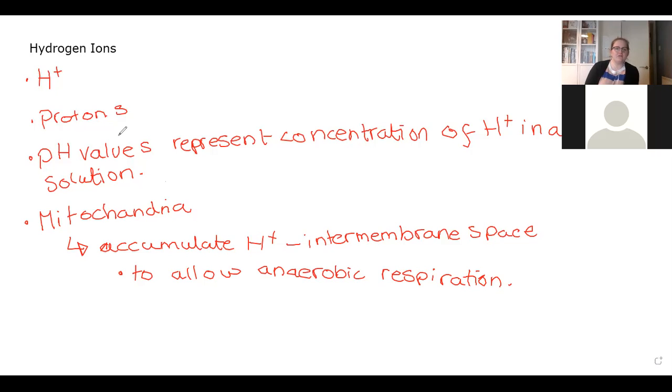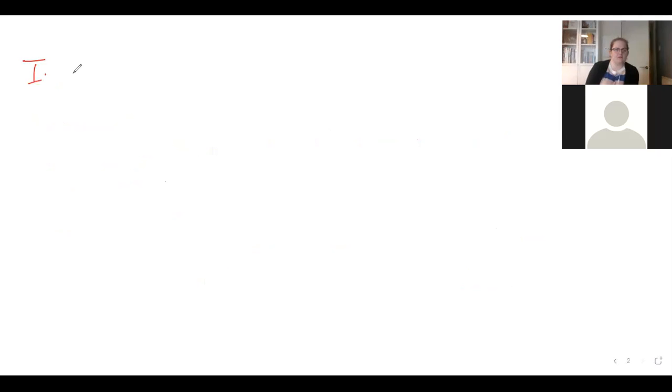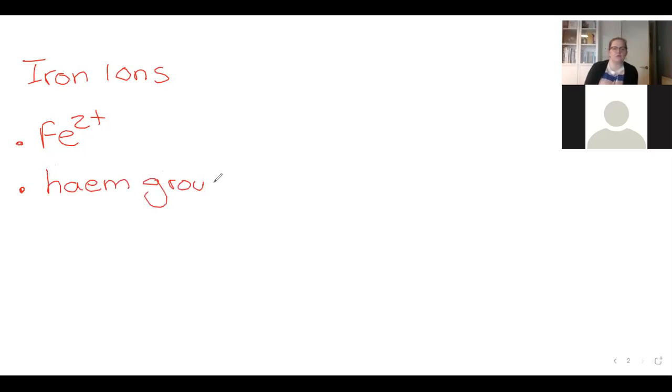Iron ions, which are quite hard to say actually. Let's save that. Let's go next page. Iron ions. So let's look at these iron ions. These are Fe2+. The main part of iron that we need to know about is that they are an important part of the heme group. Heme, you can probably think where heme comes from, is part of hemoglobin.